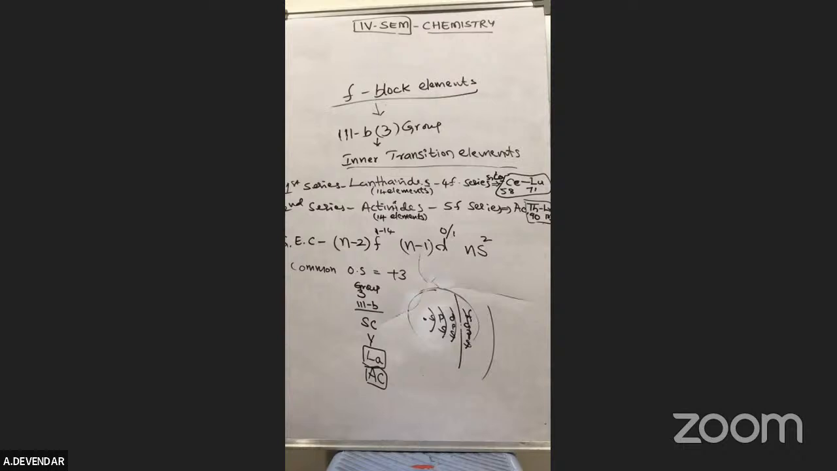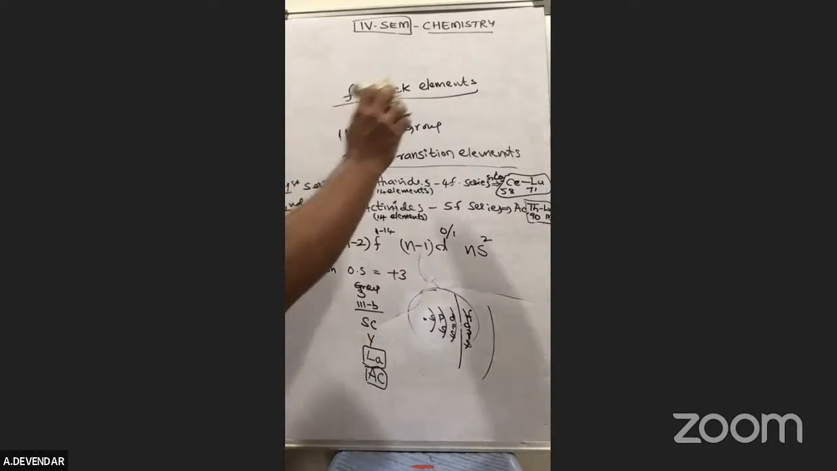In this, the essay type question is only one: what are the similarities and what are the differences between the lanthanides and actinides. And the 5 marks question is: what is the lanthanide contraction? One more question: what are the uses of the lanthanides? That's it. This is about the second unit of your d block.